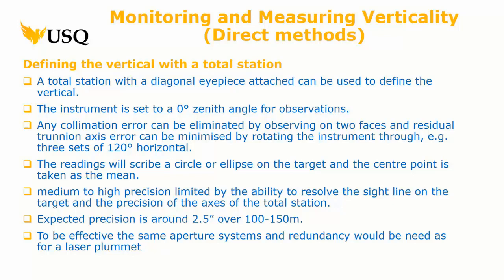Now, I haven't got a diagram here to show you, but you should be able to see, obviously, that that's fine. Everything that we talk about normally, face left and face right, now converts into the vertical. So if there's an error and you swing the instrument around, you're going to subscribe a circle. Can you see that? So just imagine this is the true vertical, right? When you put your telescope up, there's a small error, so it's like that.